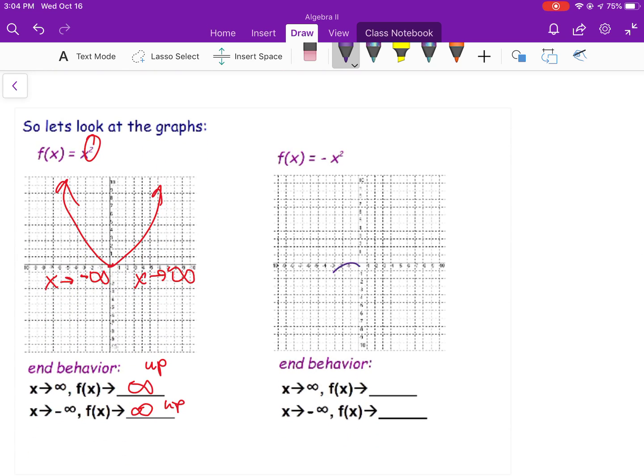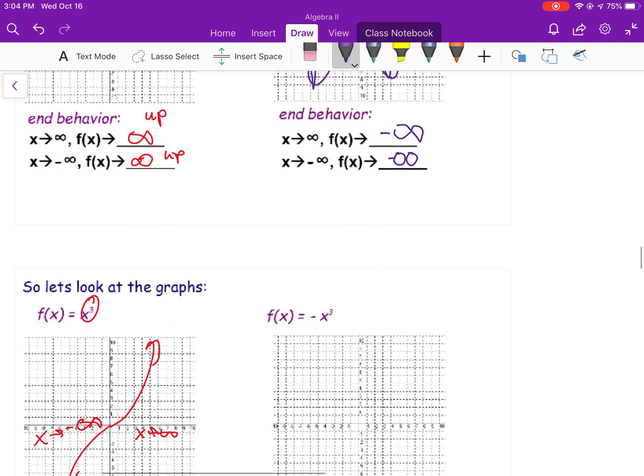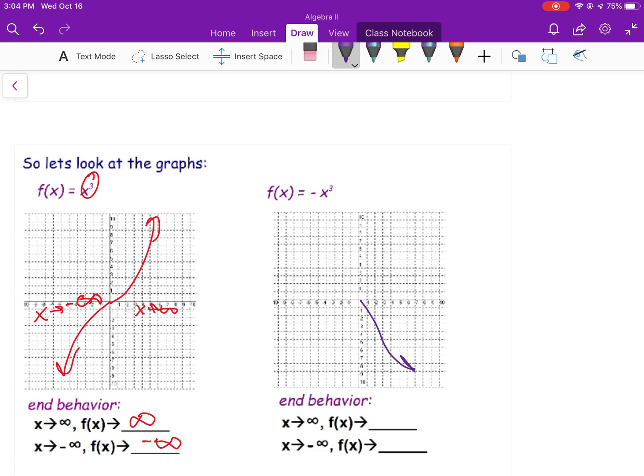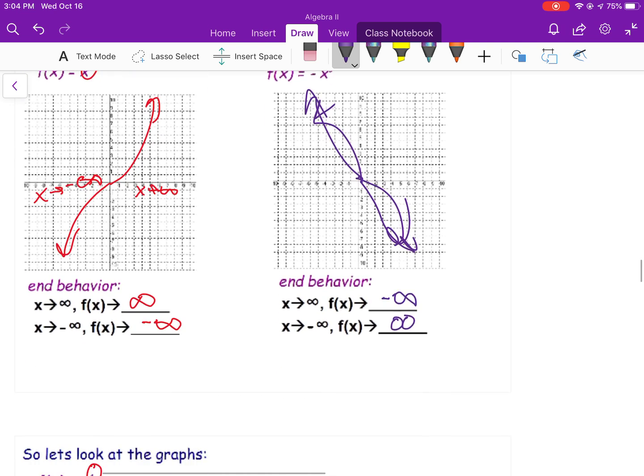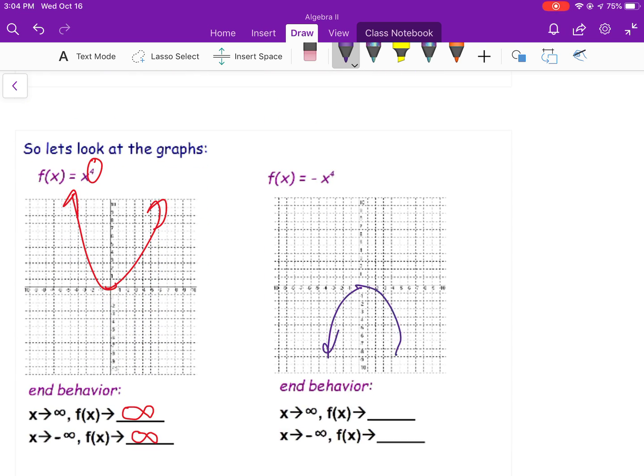Negative x squared, so it's a similar parabola, but now it's opening down, so both are going down and down. Okay. Oops, horrible graph, sorry guys. But on the right side over here, it's going down, and on the left side, it's going up. And x to the fourth, it is going to go down and down.